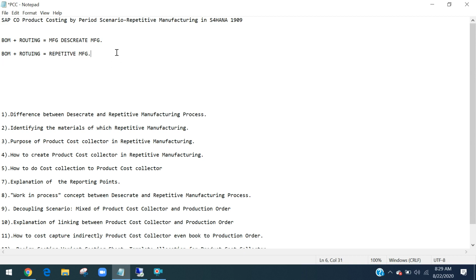This repetitive manufacturing process is available in SAP. In SAP we call that the product cost by period scenario.